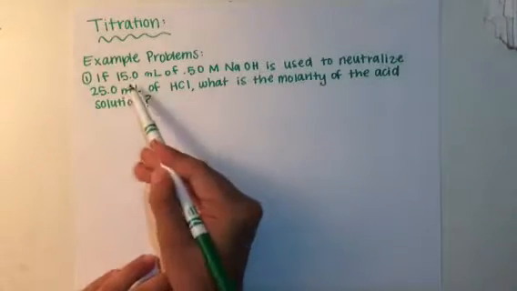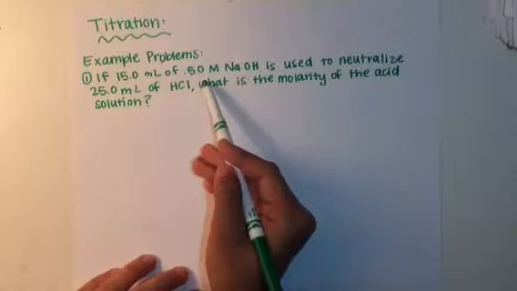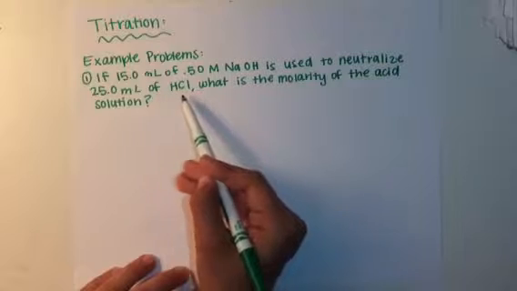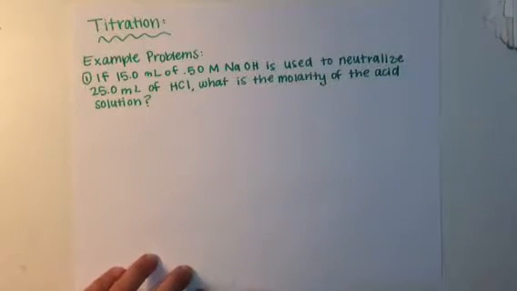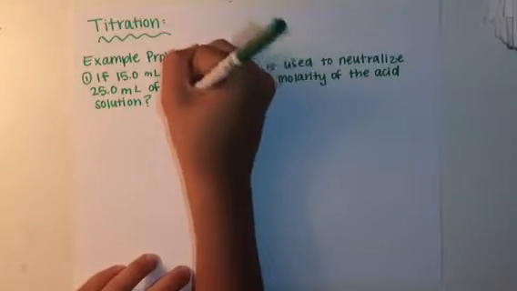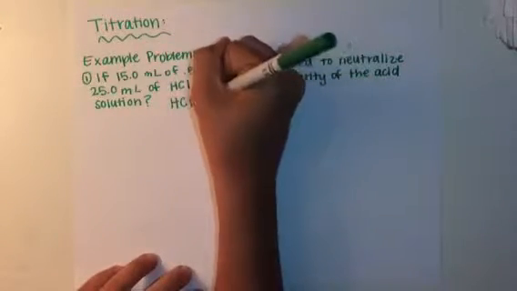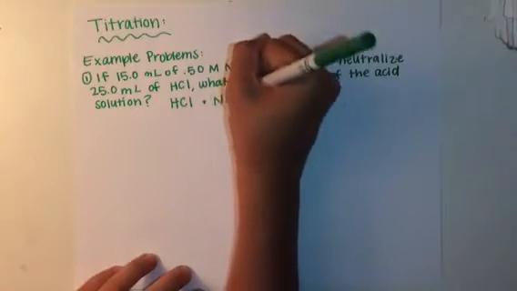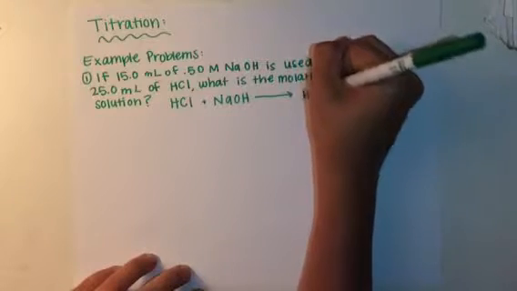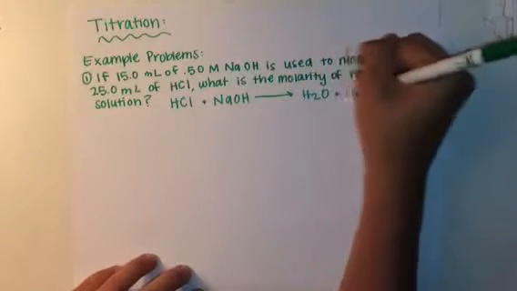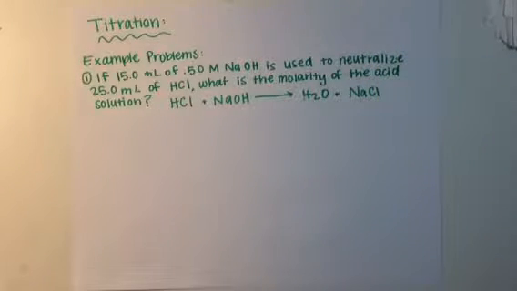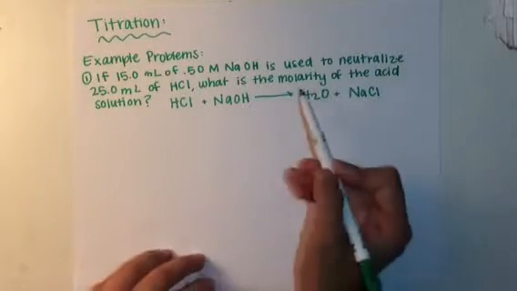In this case, 15.0 milliliters of 0.5 molarity NaOH is used to neutralize 25.0 milliliters of HCl. What is the molarity of the acid solution? For this, the equation is HCl plus NaOH produces H2O plus NaCl.